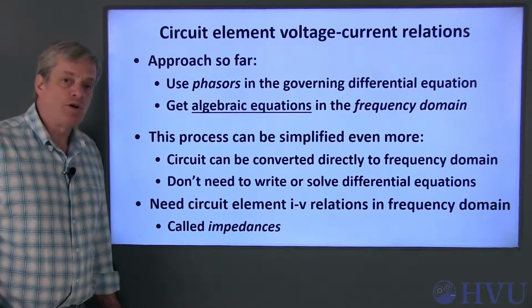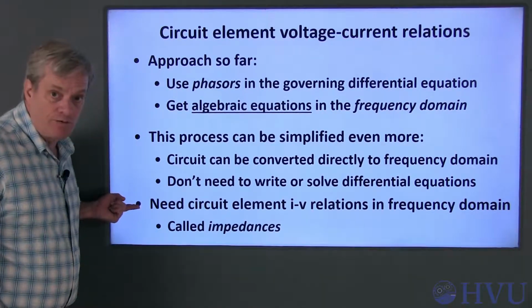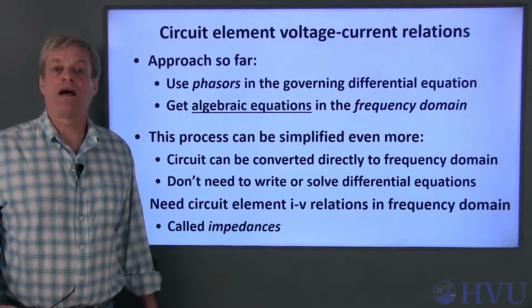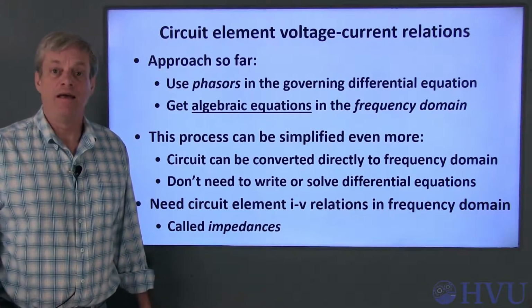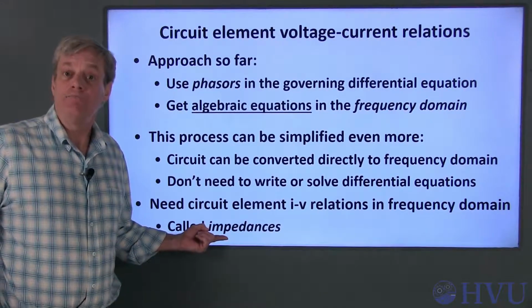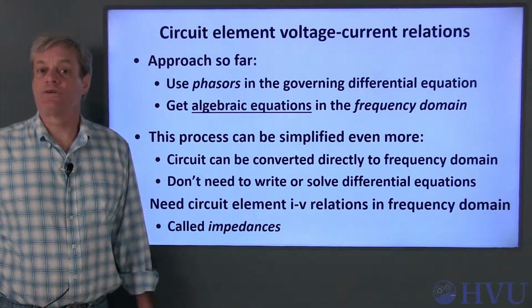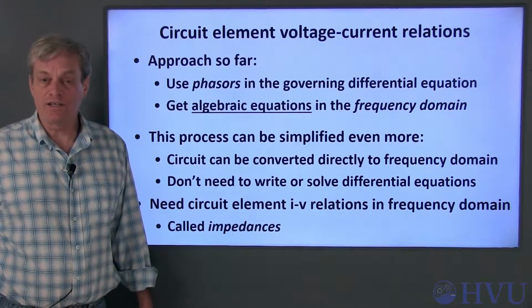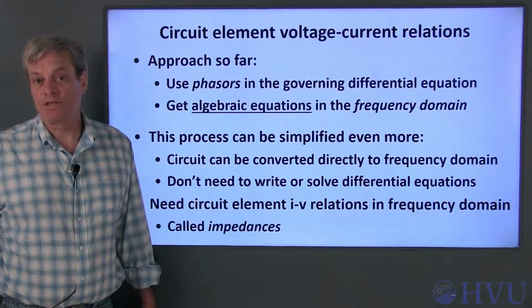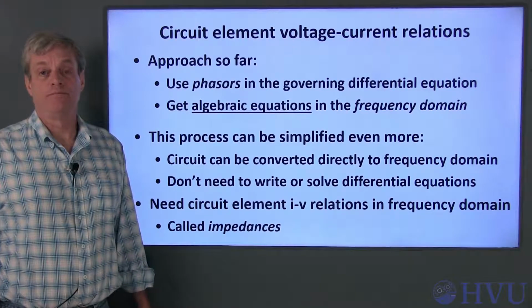In order to convert a circuit schematic directly to the frequency domain, we need to write the voltage-current characteristics for the circuit components in the frequency domain. These IV relationships are called impedances. Impedances allow us to analyze circuits that contain capacitors and inductors in almost the same way we analyze purely resistive circuits in the first part of this course.